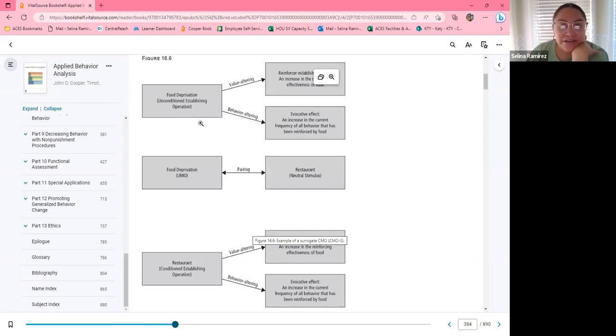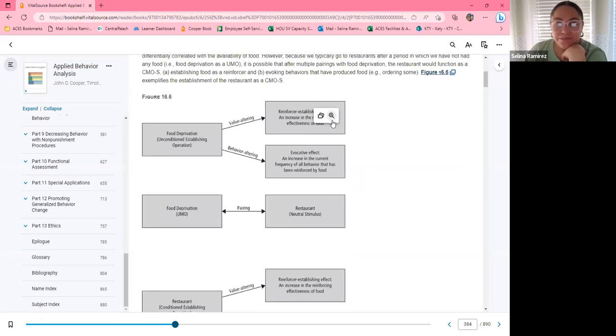So this breaks it down even more for us. So food deprivation is your unconditioned, right? I'm hungry. That's something innate. It doesn't have to be taught. I don't have to be taught to be hungry. So food deprivation is your unconditioned establishing operation. It's going to be value altering and behavior altering.